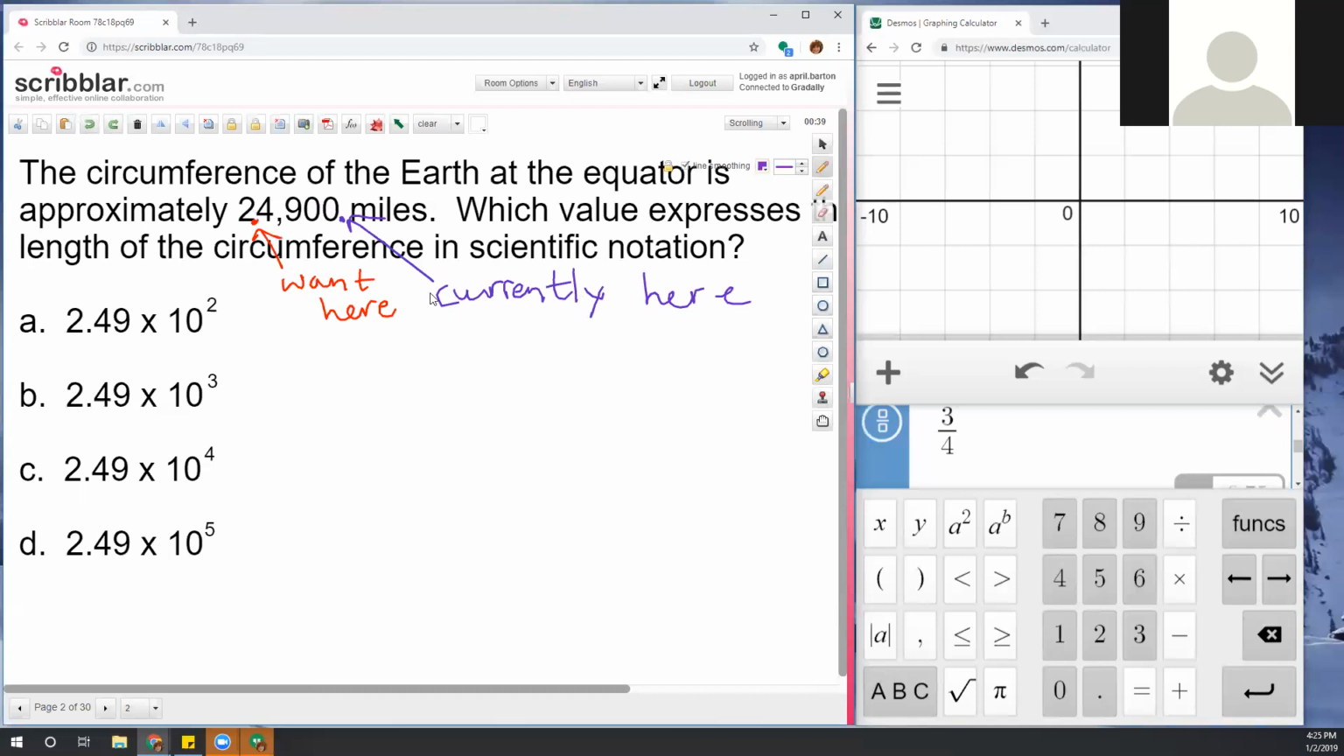So you basically just count. How many spaces would you count over? How many digits before you get to the place we want the decimal at? How many digits did we move that decimal place over?